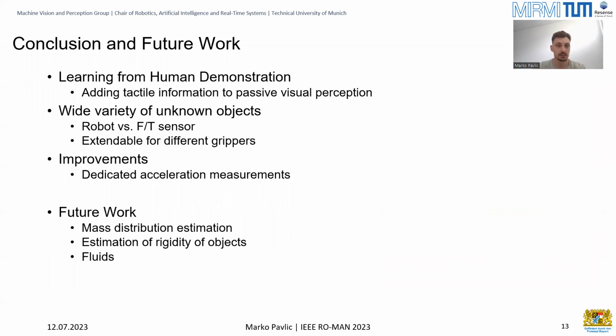So adding tactile information is a crucial part for learning from human demonstration to be added to the passive visual perception. And we showed that we can estimate object parameters for a wide variety of unknown objects using the robot and force torque sensors, and the framework is extendable for different hardware. But improvements for the acceleration measurements need to be done to get better results for the dynamic properties. In future work, we will try to estimate also mass distribution. We'll work on estimation of rigidity of objects, and we want also to handle fluids.